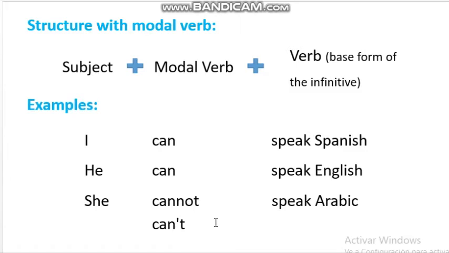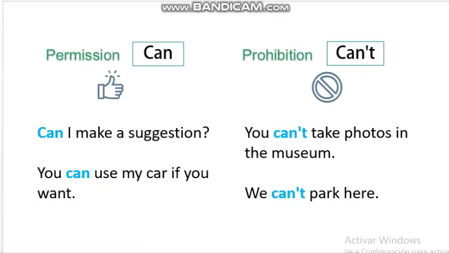As you can see in the example, contractions of the modal verb plus not are normally possible. The negative of can is cannot. Not is joined to can, and the contraction is can't. Now we are going to refer to just two modal verbs that we have in the unit: can for permission, or can't for prohibition.